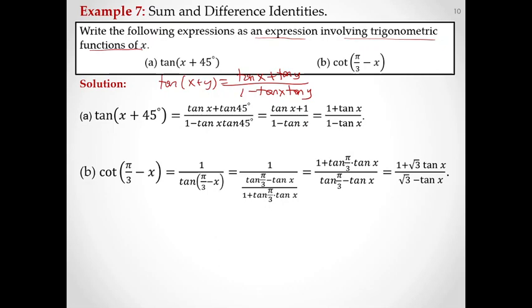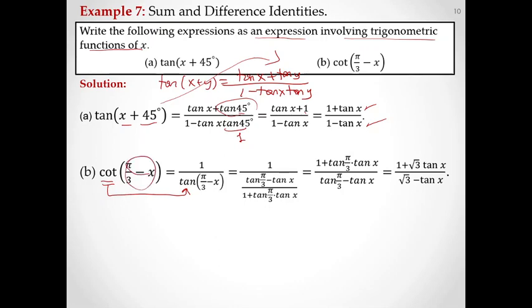until you memorize. So here x is 45, y is 45, so you put them in the formula, and tangent 45 degrees is 1, so it's 1 here also, so you will end up with 1 plus tangent x divided by 1 minus tangent x. And for the cotangent we don't have a formula. The only thing you can do is use the identity: cotangent theta is 1 over tangent theta, we already know that, and we can use it here.